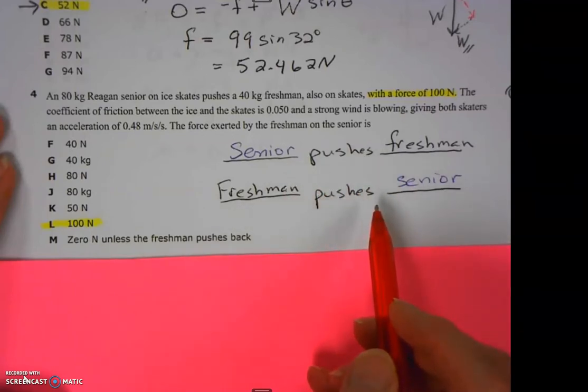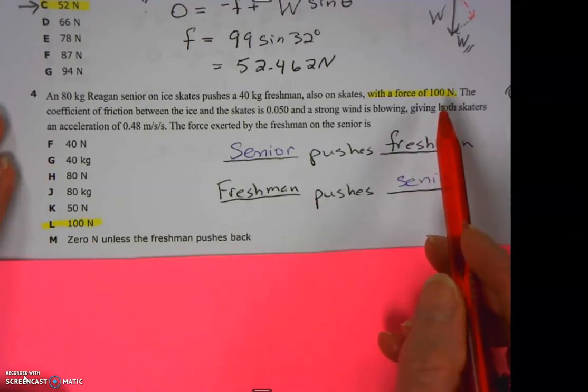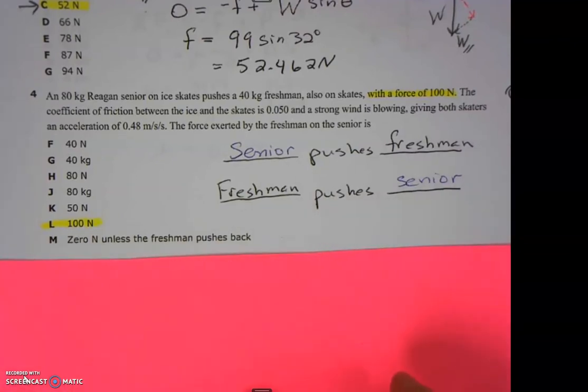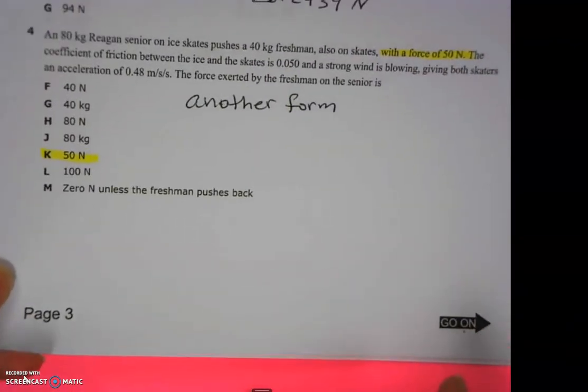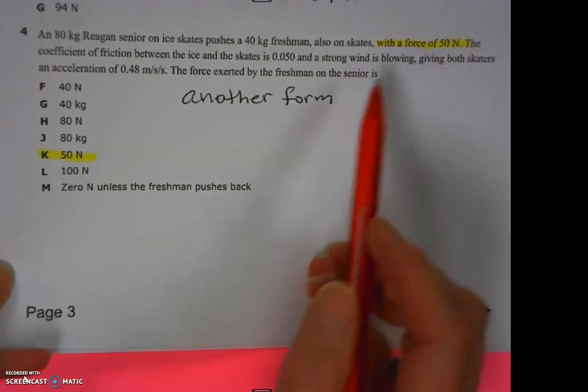And those forces must be equal in magnitude. So if the push is 100 newtons from the senior, the push is also 100 newtons from the freshman. On another form, the push was a different magnitude, so they had to be equal again, force of 50 for the reaction force.